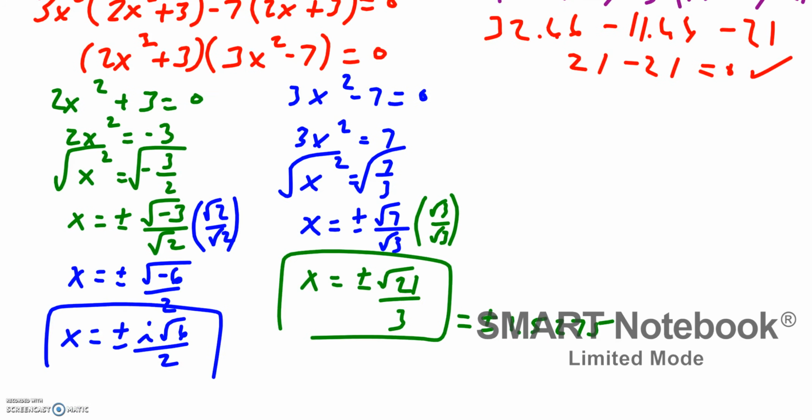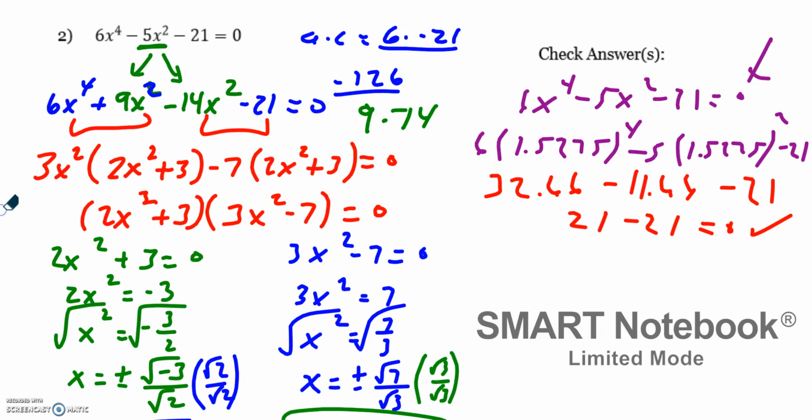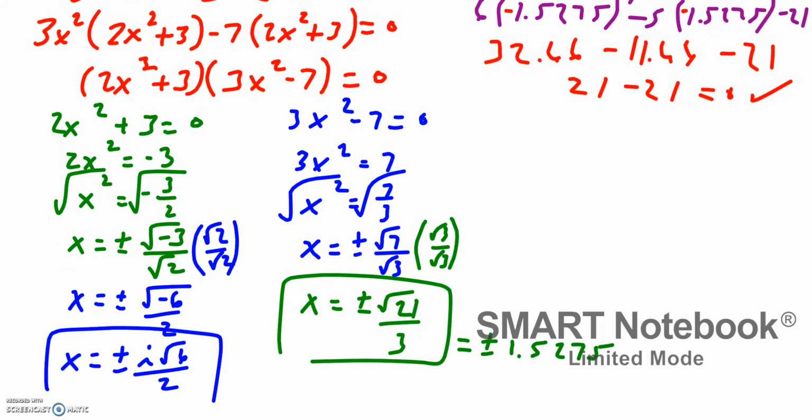The good news is I know that the negative answer is going to work as well, because if I plug negative this answer and negative this answer into something that's raised to the fourth and raised to the second, both of these are going to come out positive anyway, which means that both the positive and negative answers work. Hurrah!